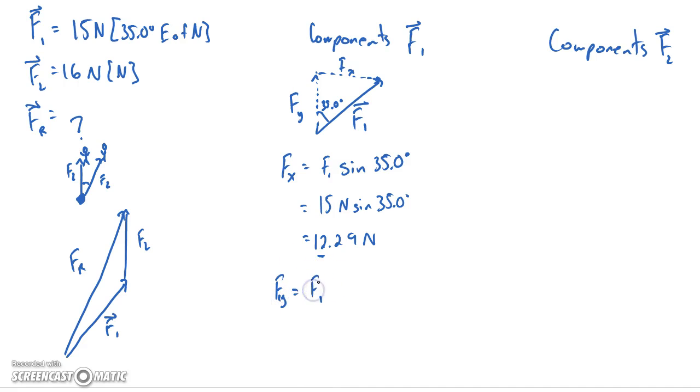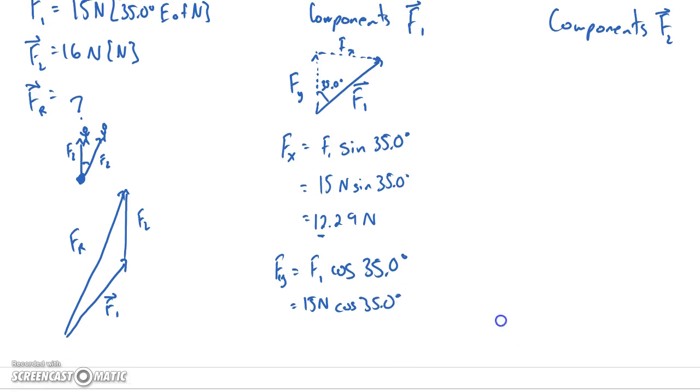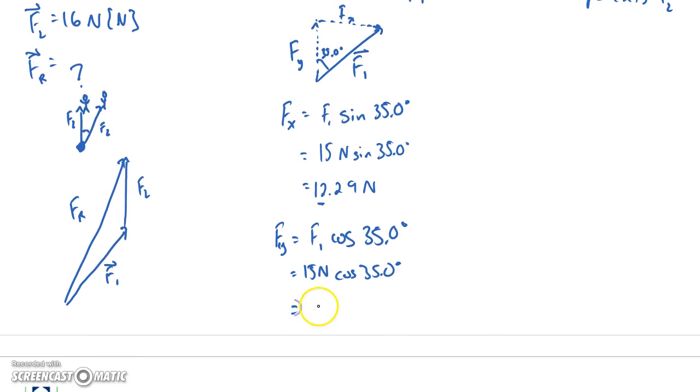And then Fy of F1. If x was sine, then y has to be cosine 35.0 degrees. So 15 newtons times the cosine of 35.0 degrees. And that would give us 8.604 newtons. And again, a mark where our sig fig should be because there should be 2. And you've got Fx and Fy for component 1. So I should put a 1 in there so that we know that we're dealing with our F1.